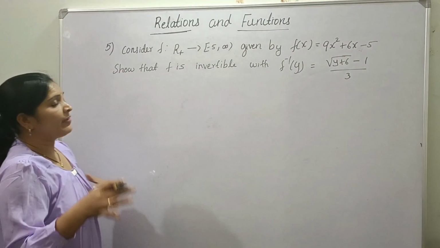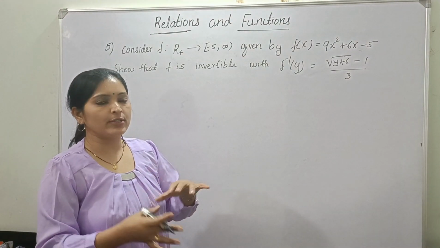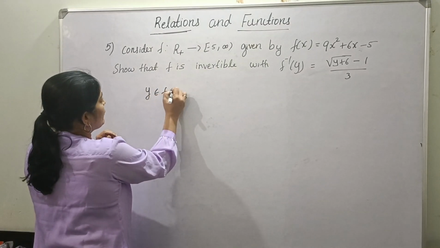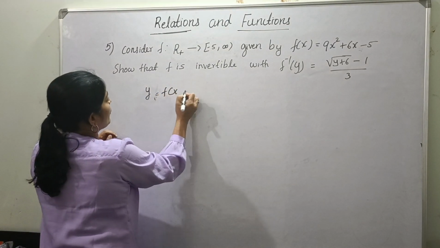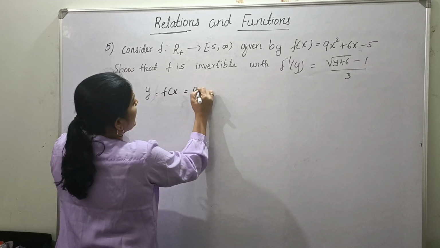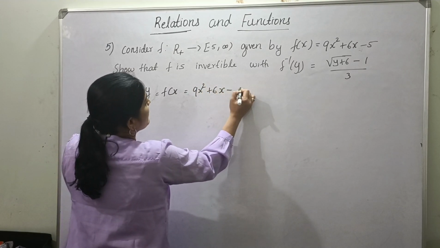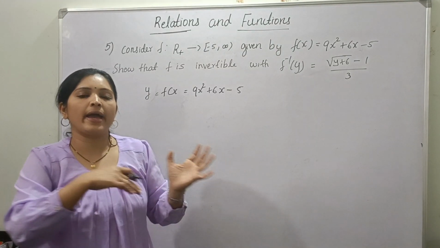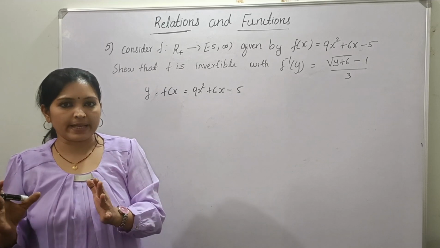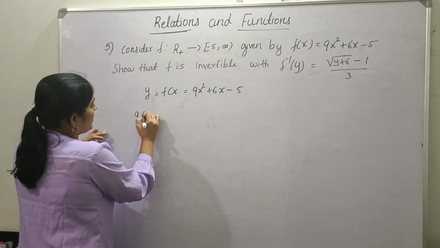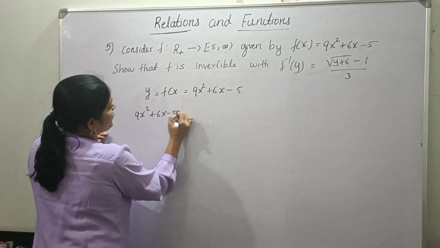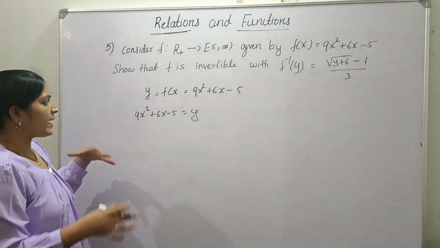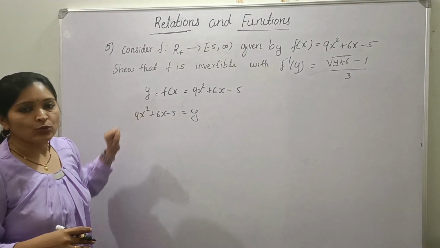R plus means only positive real numbers, to minus 5 to infinity, and it is given by 9x square plus 6x minus 5. See, whenever you are asked to find the f inverse, you just take an element from the codomain, that is y, and set y equal to f of x, that is equal to 9x square plus 6x minus 5. After that you have to simplify so that x is on the left side and y terms on the right side. So here 9x square plus 6x minus 5 is equal to y. Here all the x terms are on the left side and its degree is 2, right?